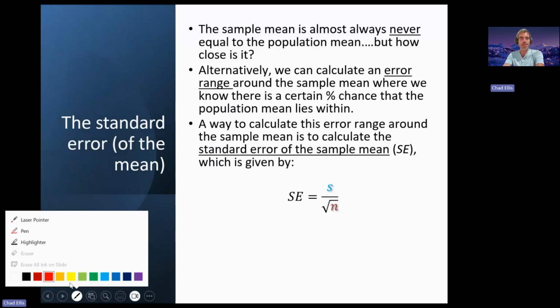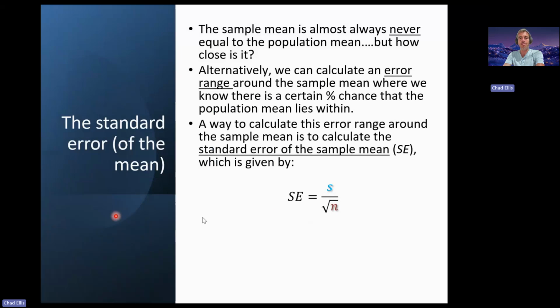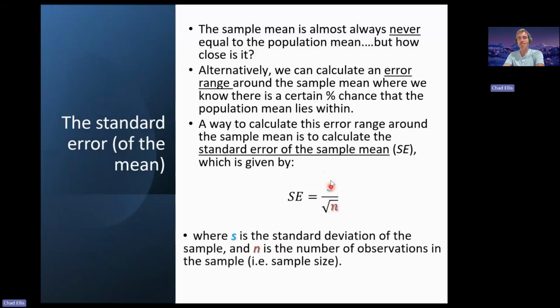And essentially, it comes down to, we saw this last time, the standard error of the mean, SE, is calculated using this formula, where S is the standard deviation of the sample, and N, we all know now, is the sample size. How many values are in your data set? And that is divided by the square root of the number of observations in the sample.